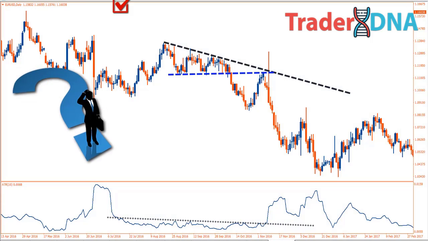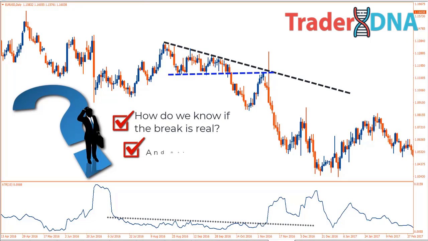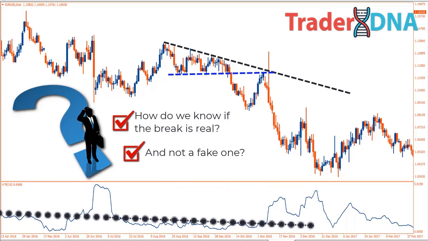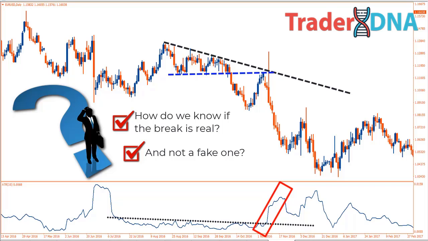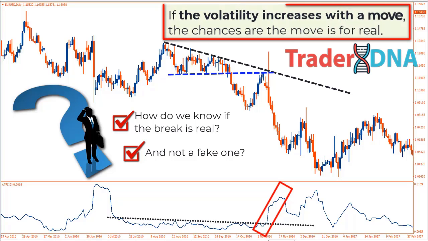Moreover, how do we know if the break is real and not a fake one? Traders simply draw a trend line on the ATR window and wait for the average true range indicator to break higher. It doesn't matter if the actual trend is bullish or bearish. If the volatility increases with a move, the chances are the move is for real.